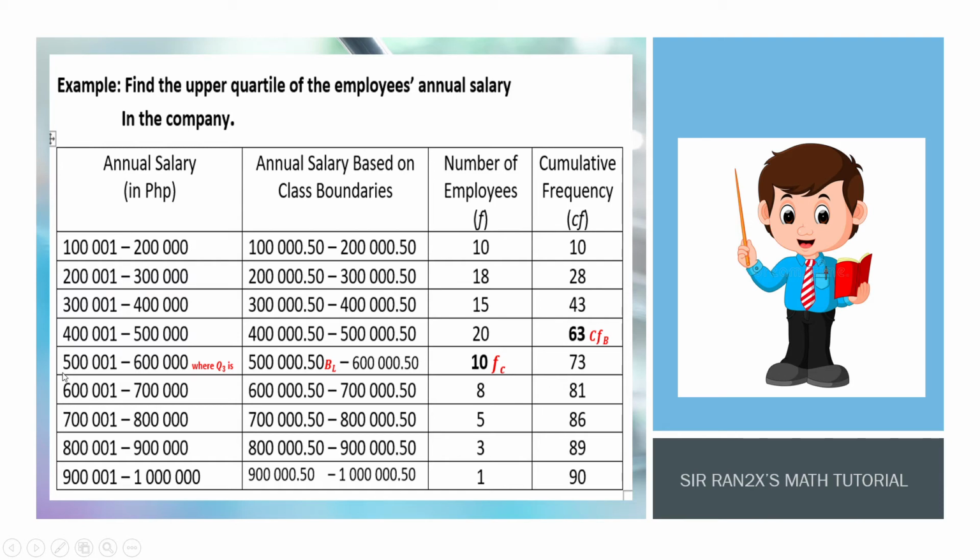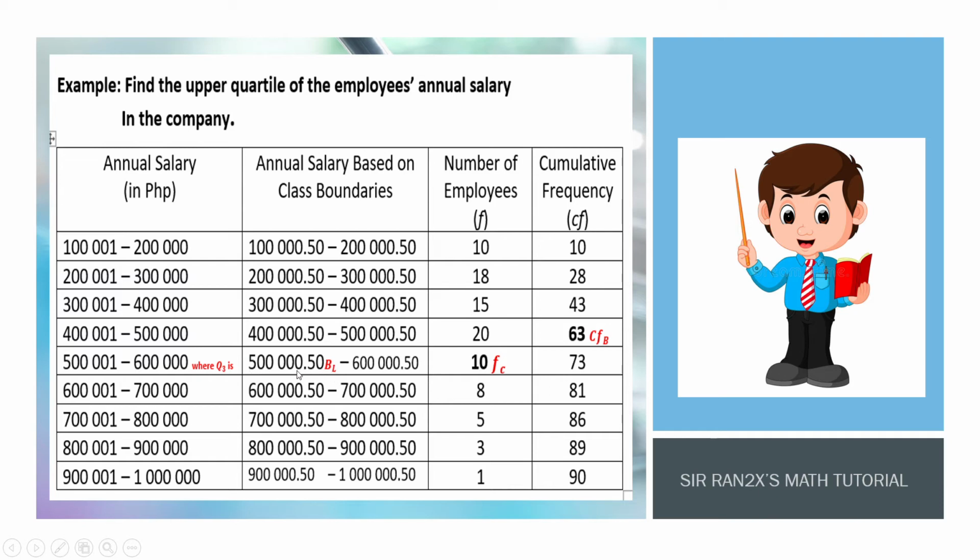Thus, it says there that the 500,001 to 600,000 interval is the quartile 3 class interval. And you can identify its lower boundary because it's important. It's needed in the formula, B sub L, right? B sub L is the lower boundary.